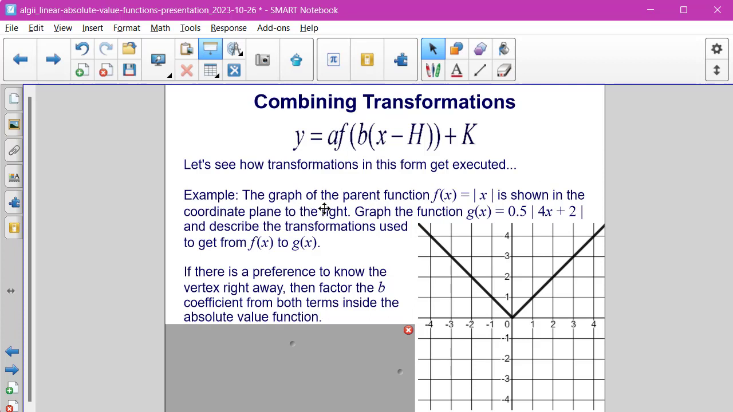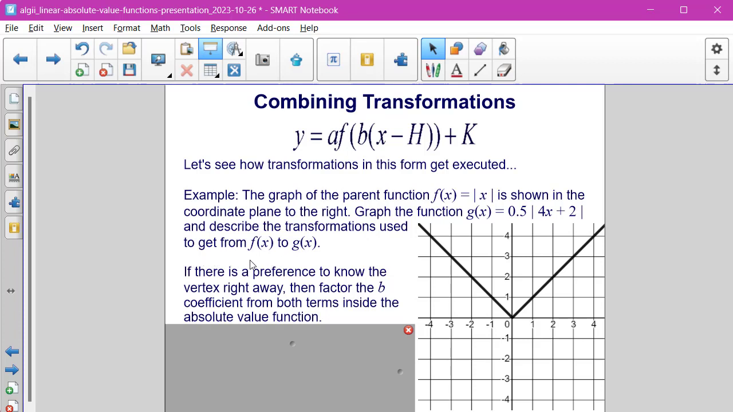We're going to use the same example. The graph of the parent function f of x, which is equal to the absolute value of x, is shown in the coordinate plane. Graph the function g of x, which is equal to 1/2 times the absolute value of the quantity 4x plus 2, and describe the transformations used to get from f of x to g of x.